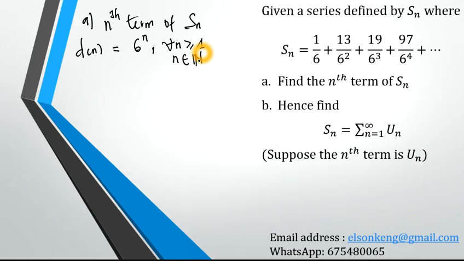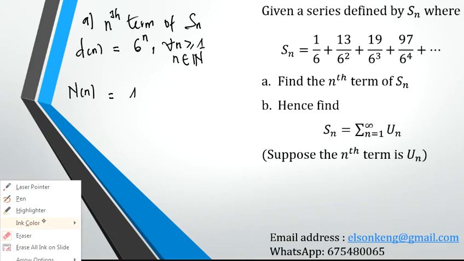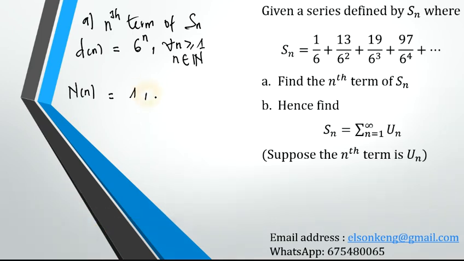Now the problem is in my numerator. How will I deduce my numerator? If I call it n of n, I can deduce it in the form of its terms. It's not good to write the sum, so let's just write out the terms that are present in the numerator. The numerator terms are 1, 13, 19, 97, and so on.